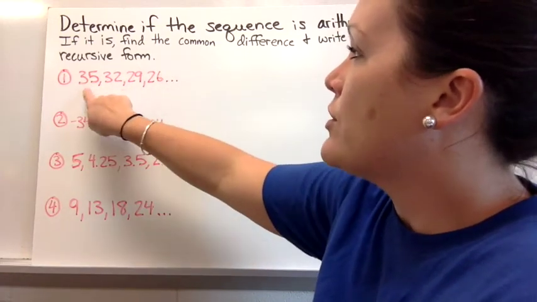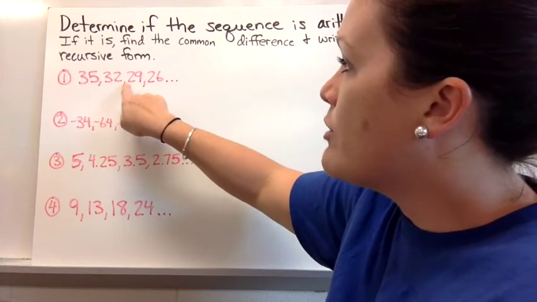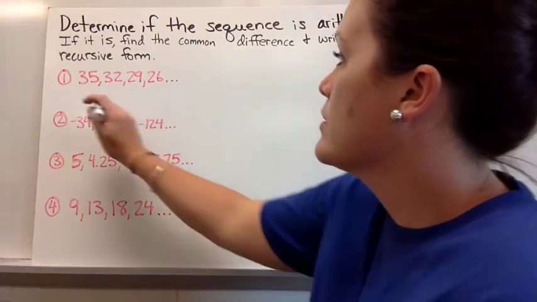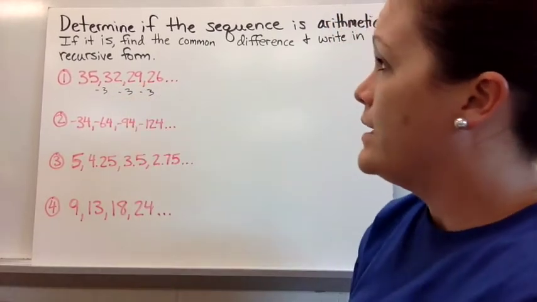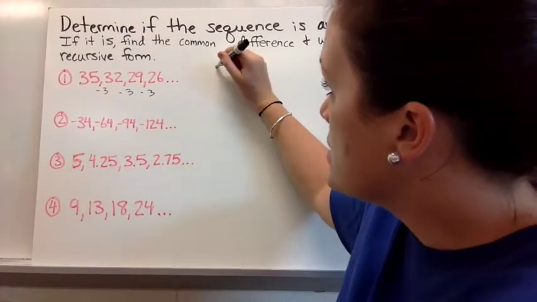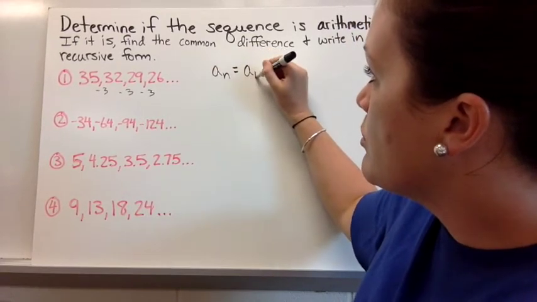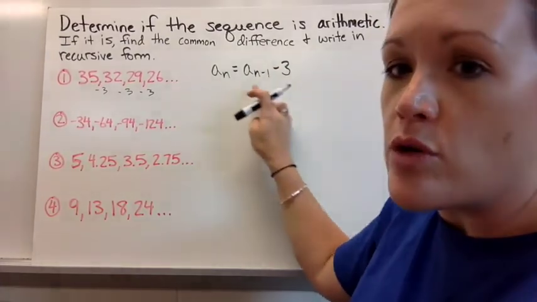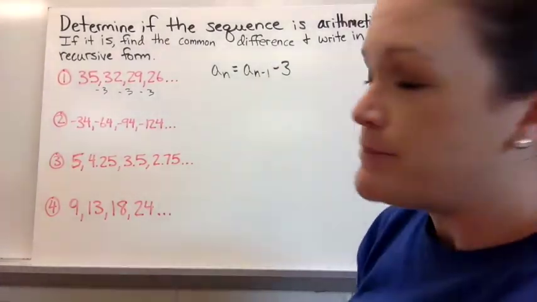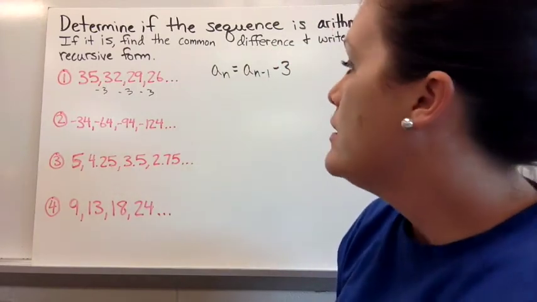So from 35 to 32, we subtracted 3. And then from 32 to 29, we also subtracted 3. So you're just making sure that happens every time, and it did. And so you have the common difference. So your recursive form would be a sub n is equal to the previous term minus 3. So the term you're looking for is the one before it minus 3. It's very simple. Very straightforward. So it goes directly with your common difference.